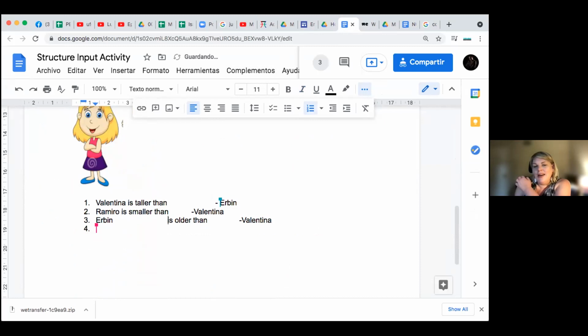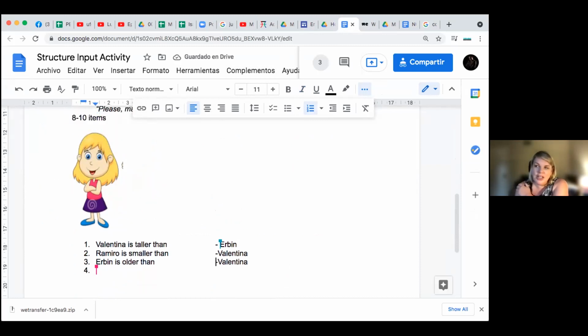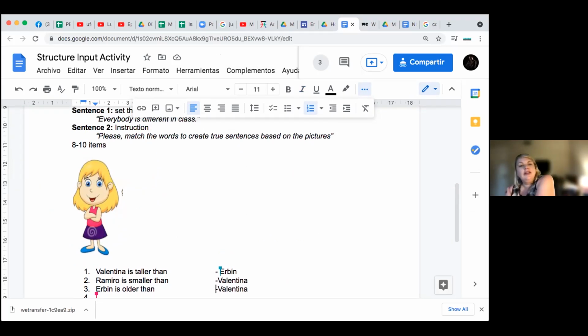But the thing is that you're going to end up with the same, and you need 8 to 10 items. So do you really want to do this as a matching activity when you're just going to have Valentina, Ervin, and Ramiro as matching? Is there one that would work better? We're going to have more people, not just Valentina and Ervin. At least there is more than one possible answer when you match, though? This is another issue. What if Valentina is taller than 3 people? Then you have a problem.